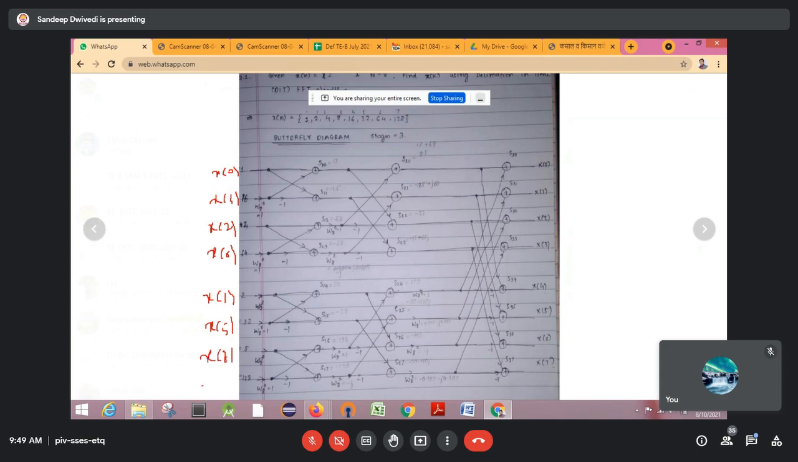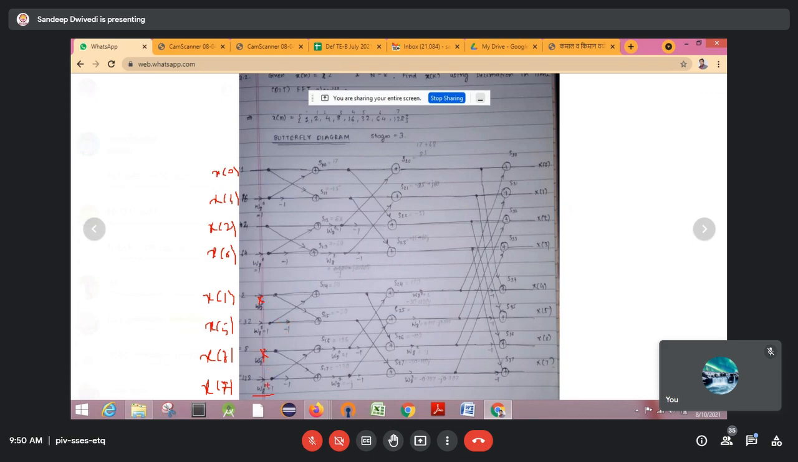For stage 1, you need to skip one line and then write the Twiddle factor. Only one Twiddle factor will be used, that is W raised to power 0. You need to skip one line, starting from here, then write the Twiddle factor, and in the same line where the Twiddle factor is written, you need to write -1, like this. Skip this one and then write the Twiddle factor and -1. Here also you need to skip this one, Twiddle factor, then -1.